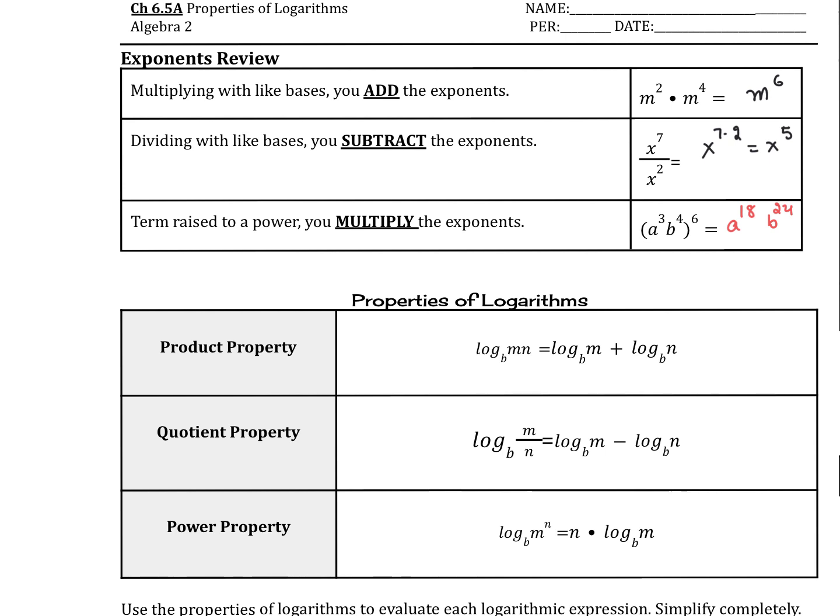For the power property, the base doesn't matter, but if you have a number that is m to the power n, you can bring the n down in front. So that turns into n times log base b of m.